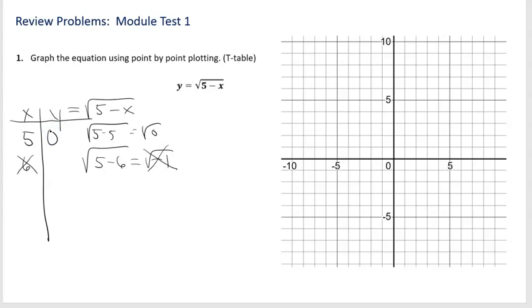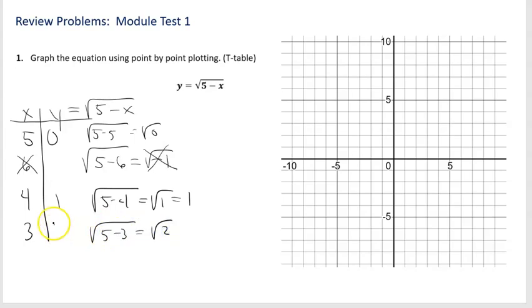So let's plug in values less than 5, like say 4. That'd be the square root of 5 minus 4, which would be the square root of 1, which is 1. Or, for instance, 3. The square root of 5 minus 3 is the square root of 2. Now, the square root of 2 is not a nice number, but it's something you can certainly plug into your calculator and turn into a decimal, unlike the square root of a negative number, which is not real at all. Another good number might be 1. You could plug in 2, but 1 gives you a nice answer. Square root of 5 minus 1 is the square root of 4, which is 2.